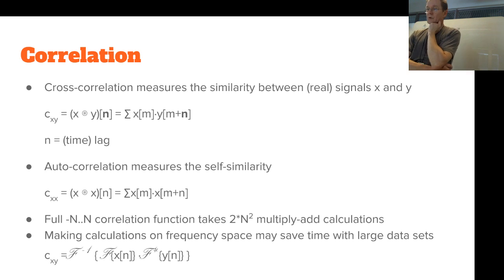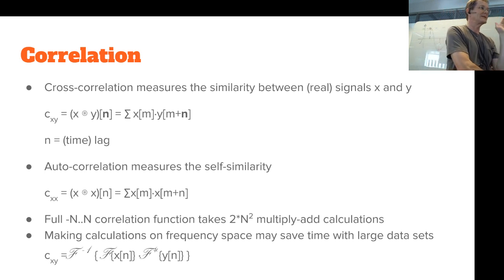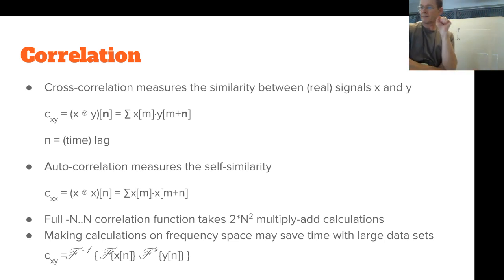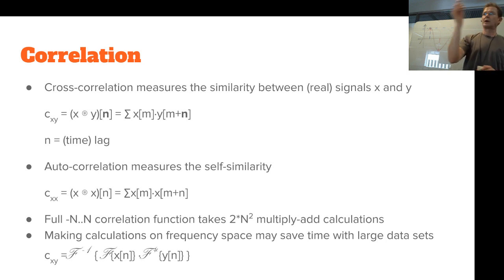Okay, so correlation actually measures the similarity. Autocorrelation measures the self-similarity of the signal. And this is just to take the signal and correlate it with itself. Maybe I should draw something here. So are you familiar already with correlation? Did the math or physics teacher tell you? No? Okay.